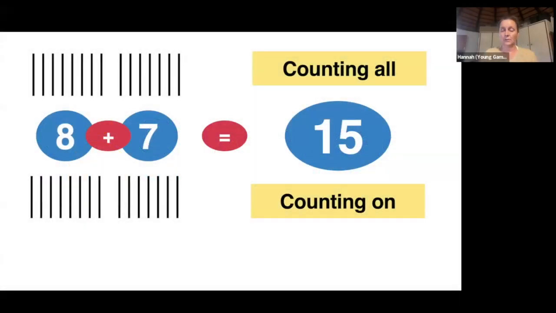That is called counting all. But this is still a form of counting. This is not computing. And so, unfortunately, many of our children in grade 1 are at this point right now in this time of the year.